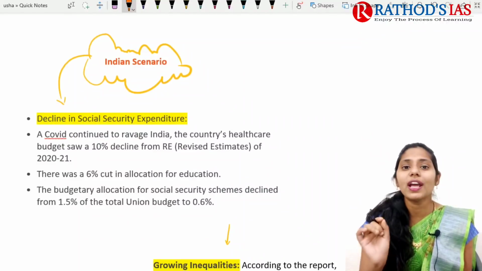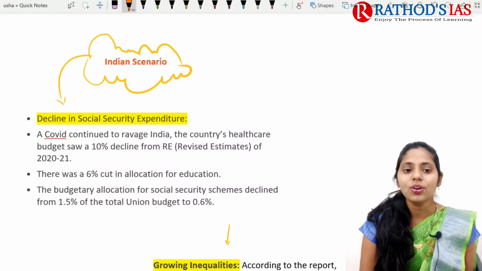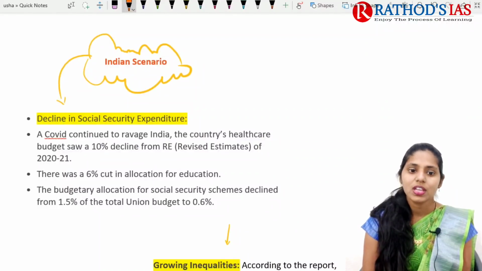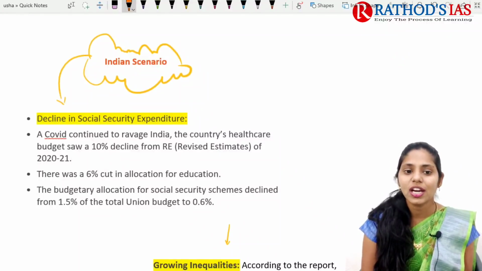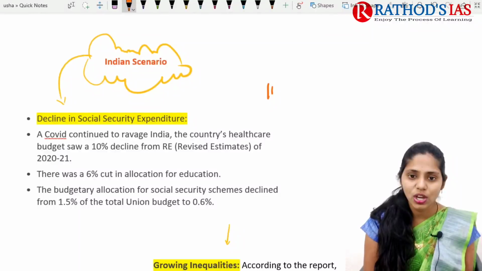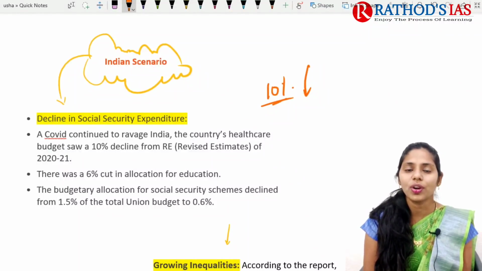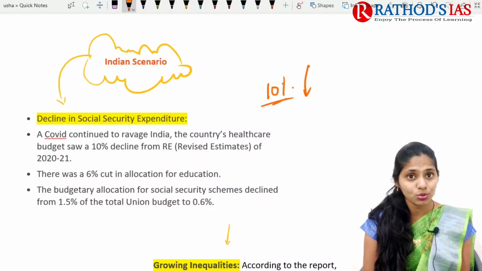And if you're focusing especially on the Indian scenario, we can see there is a decline of social security expenditure. Because of COVID-19, which continues to ravage India, the country's healthcare budget saw about a 10% decline from the revised estimates of 2020-21.